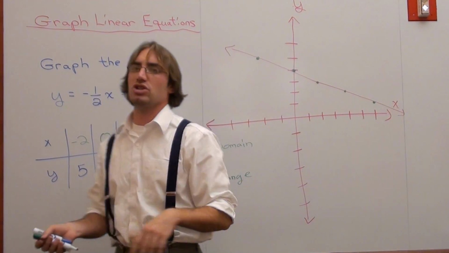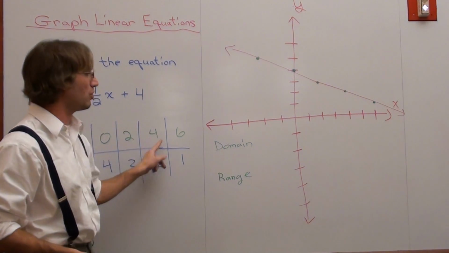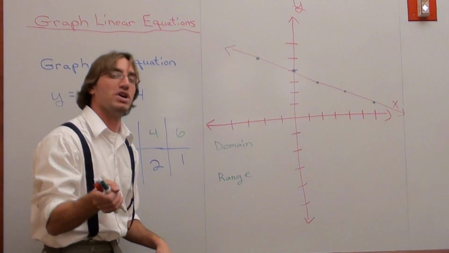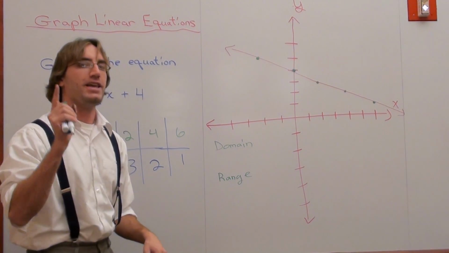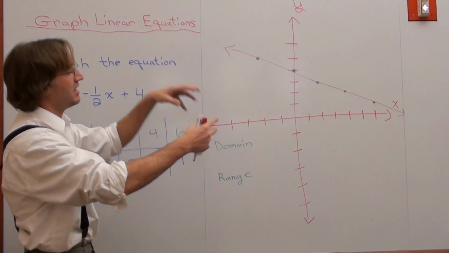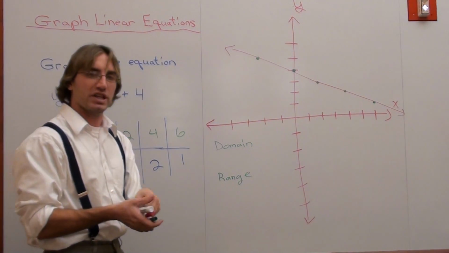Now some people are saying, oh, that's easy. The domain is -2, 0, 2, 4, and 6. And the range is 5, 4, 3, 2, and 1. If it was a discrete function, yes. But since it is a continuous line or a continuous function, that is no longer the case.